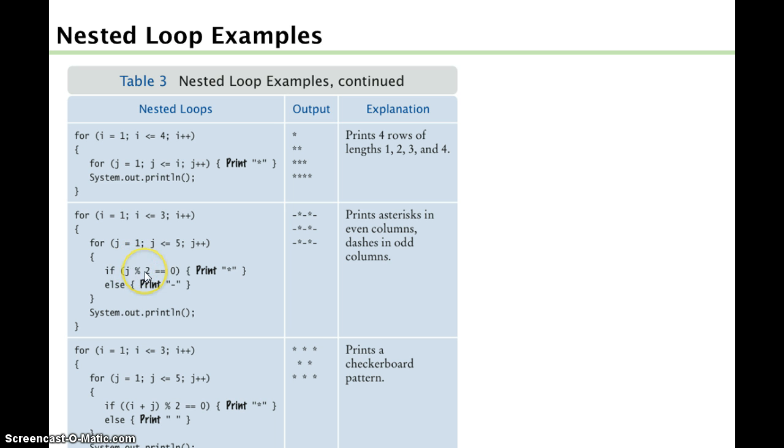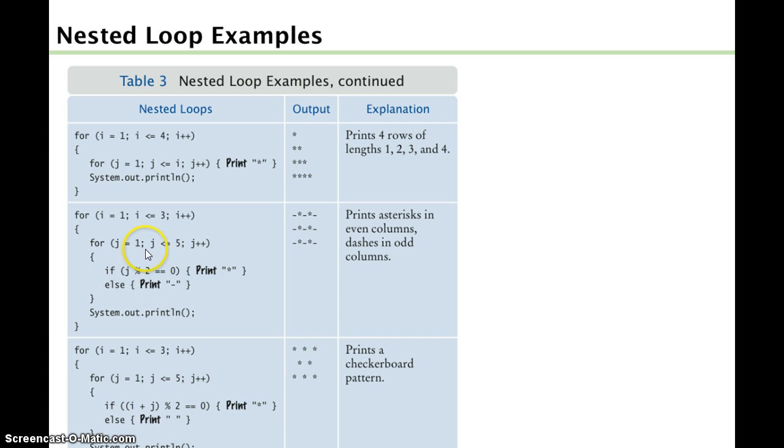Now when J is 1, this is a modulus 2, which returns the remainder. So it's going to take 1, divide by 2, and that's 0, remainder 1. So 1 is not equal to 0, so it will not print an asterisk. It'll go to the else portion, we'll print the dash. And then when J is 2, it'll go here, 2 mod 2. If you take 2 divided by 2, it gives you 1, remainder 0. So the remainder is 0. That's what we get with the modulus division. So 0 is equal to 0, so we're going to print an asterisk.